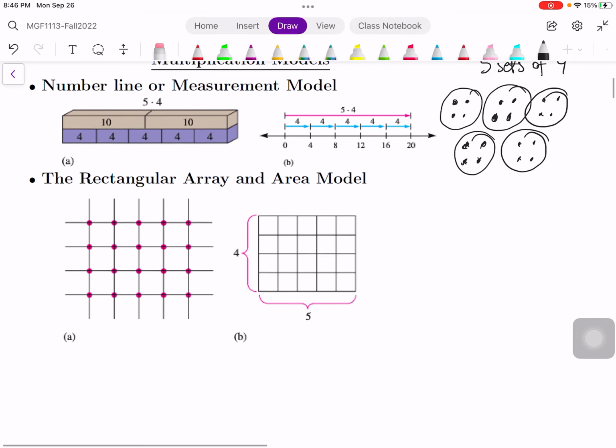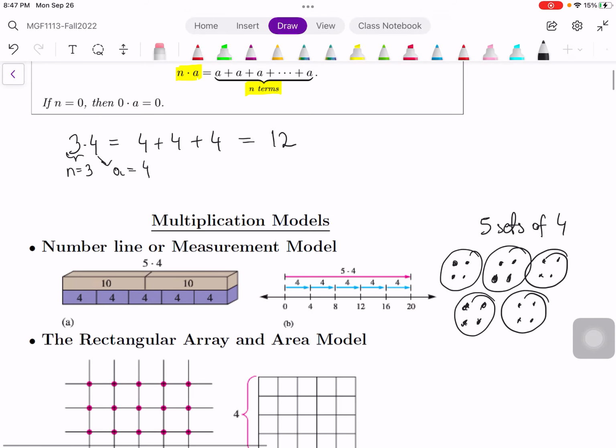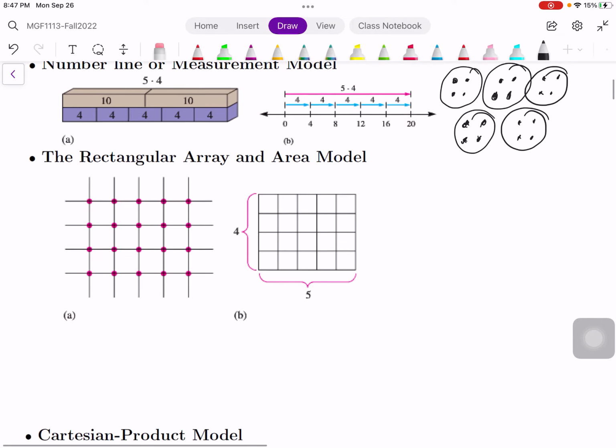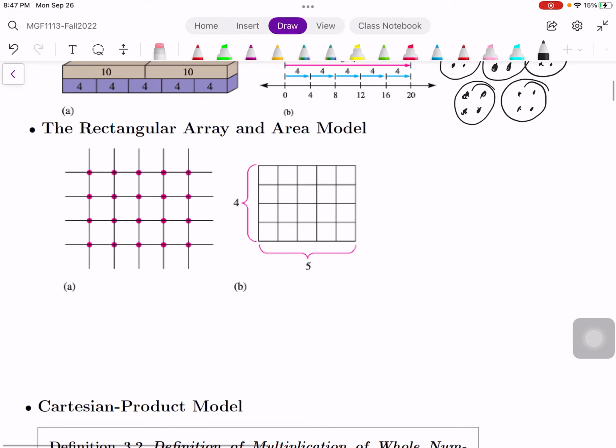So that's repeated addition. That's a model representing the definition of multiplication as repeated addition, which again could be represented through blocks, a number line, or maybe sets. Now, another way to represent multiplication using a model is an array model or area model. Let's start with the area model, that's maybe more intuitive.